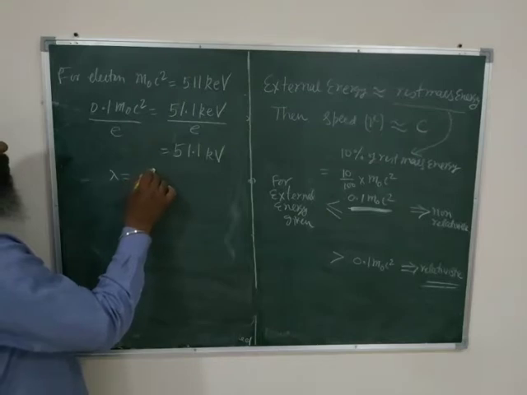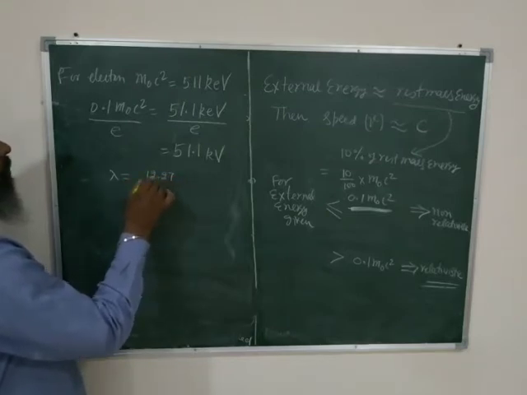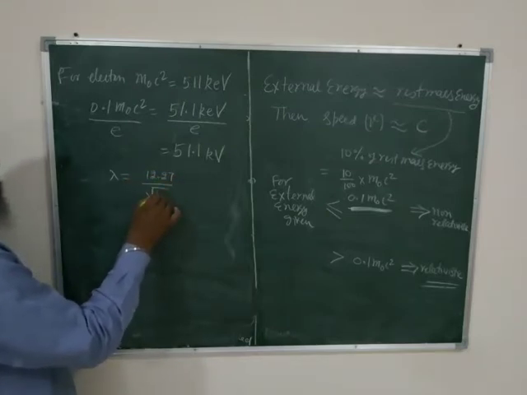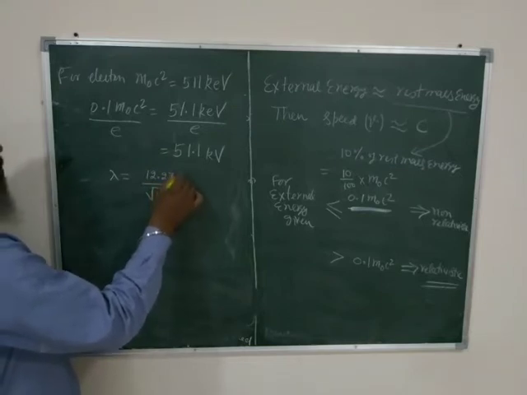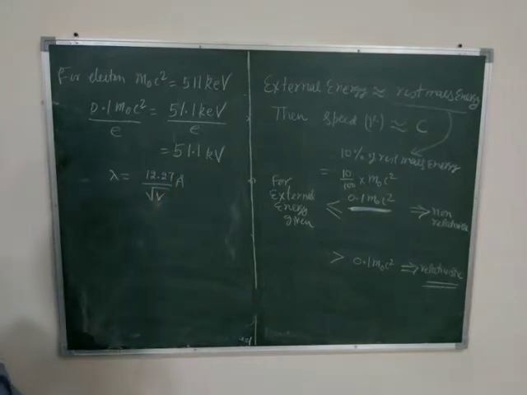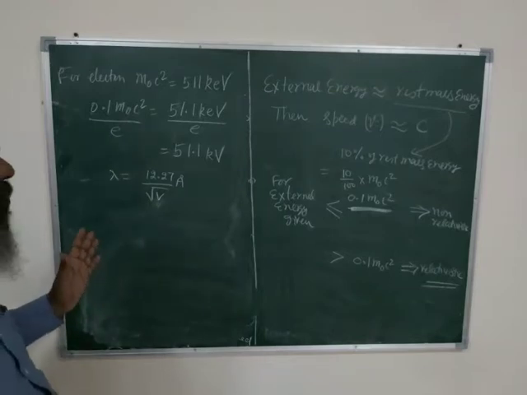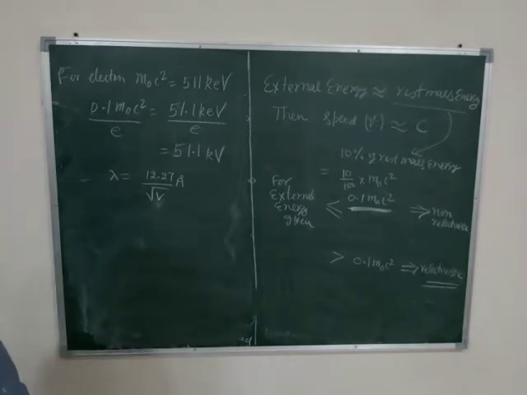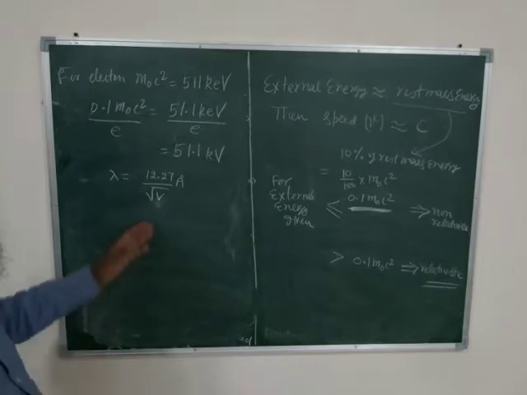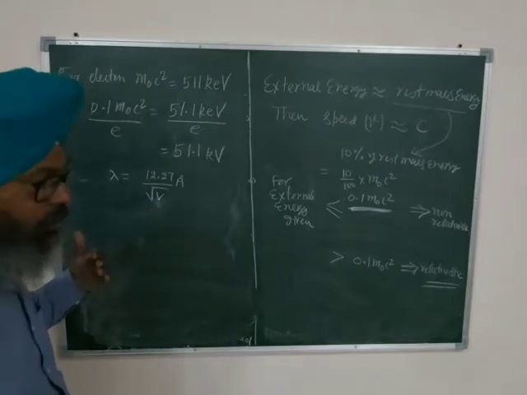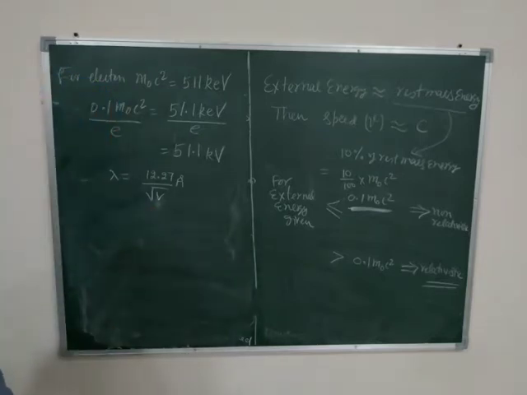Lambda is equal to 12.27 divided by square root of V, angstrom. If we are accelerating an electron beam with a voltage more than 51 kilovolt, then we cannot use this formula. Then we have to use the relativistic formula.